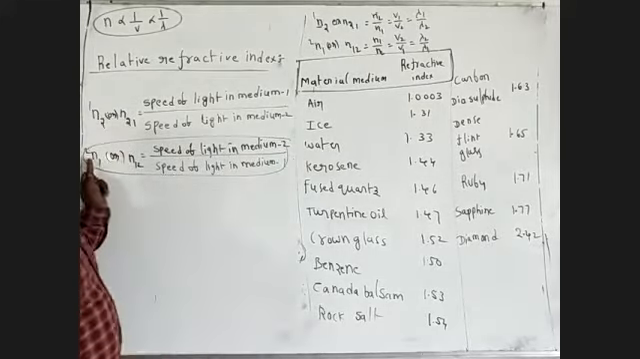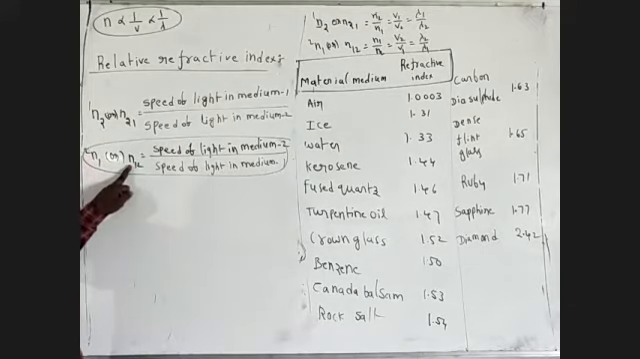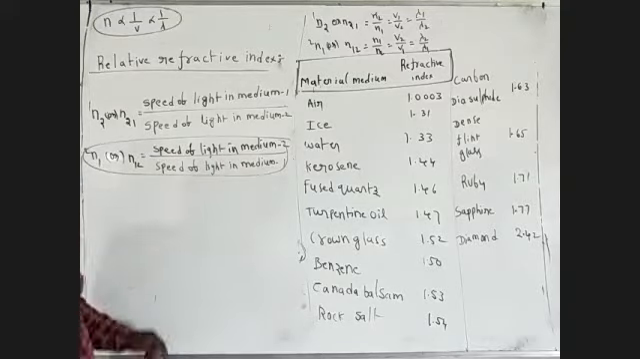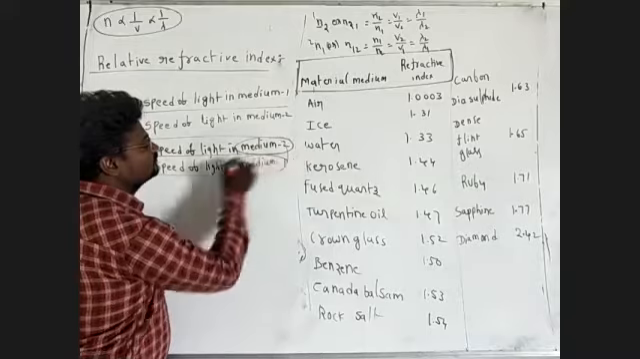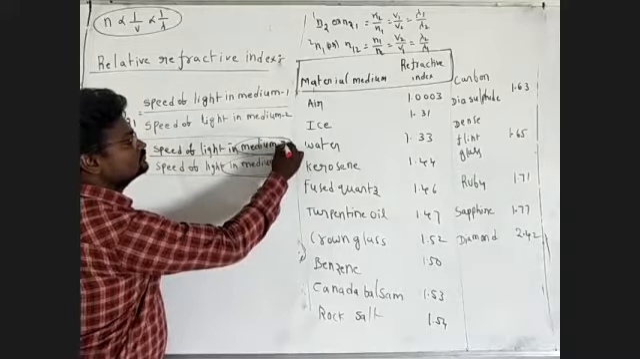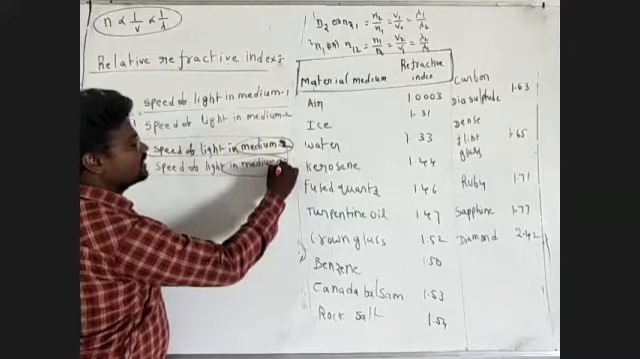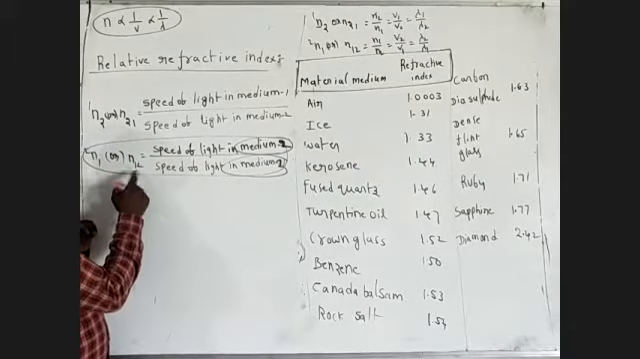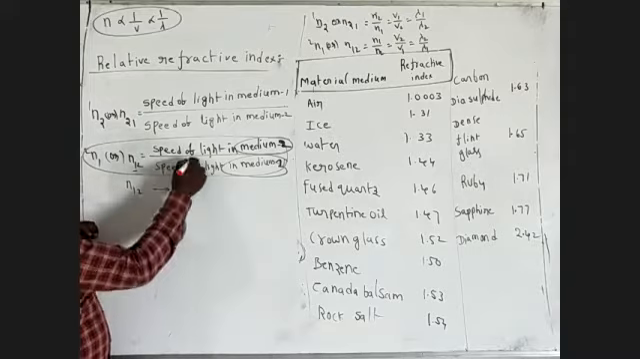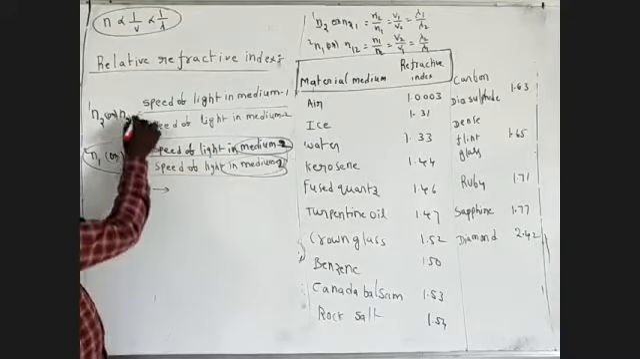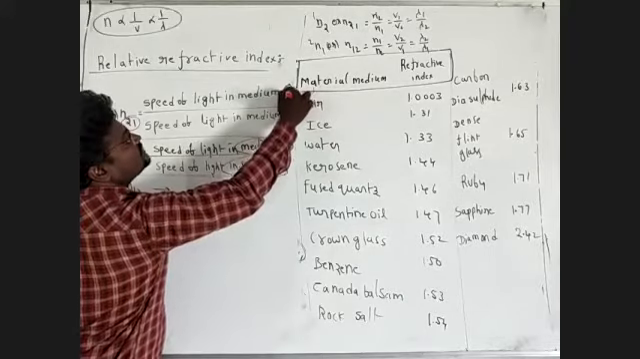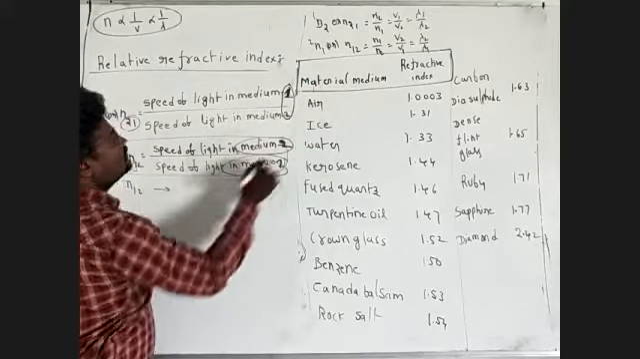This is the refractive index of medium 1 with respect to medium 2, in terms of the speed of light in medium 2 with respect to medium 1. But here, the refractive index is of medium 1 with respect to 2, so this is n12, and this is 2 by 1.